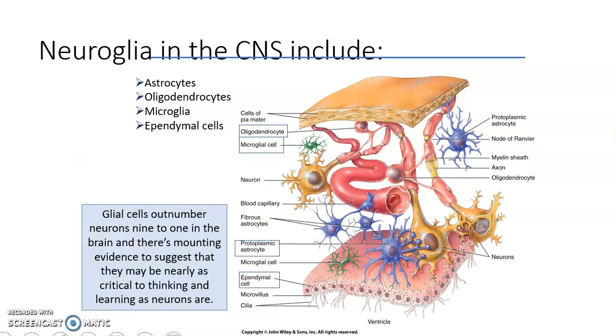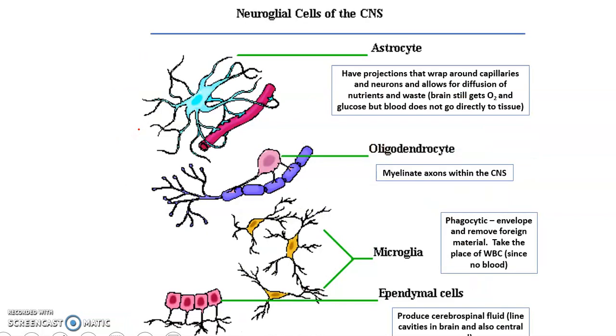Neuroglia in the central nervous system include four types: astrocytes, oligodendrocytes, microglia, and ependymal cells. The glial cells outnumber neurons 9-to-1 in the brain. They cannot transmit electrical signals, but their function is to provide support and nutrition for the neurons. Let's take a hint about the action of each neuroglial cell in the CNS.